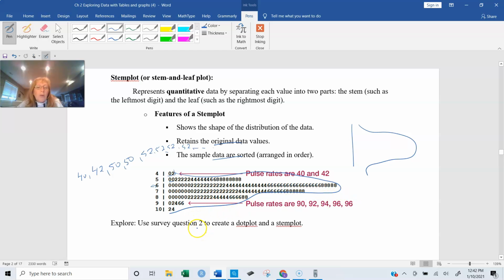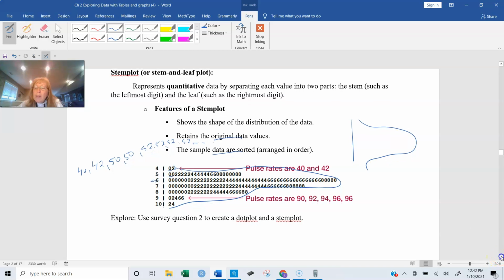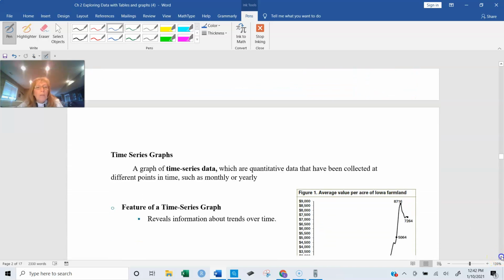Okay, I want you to use your survey question. Not two, I think it's actually the third one, to create a dot plot and a stem plot. And they are a little bit time consuming, so make sure you take your time and you do them well.